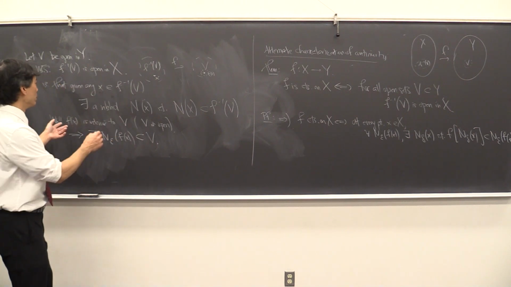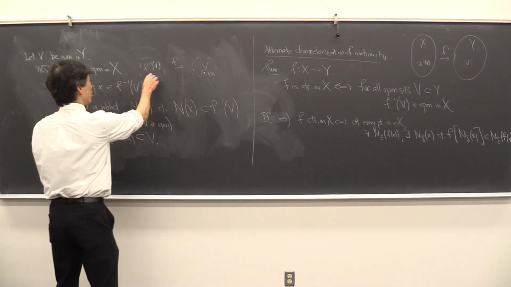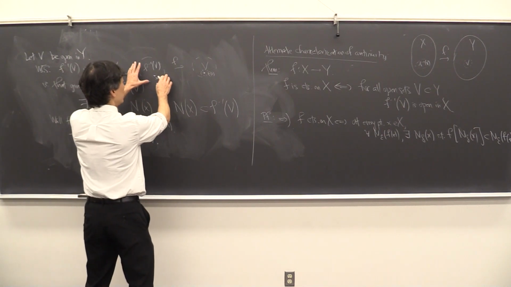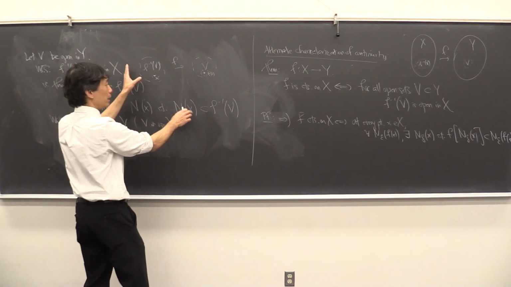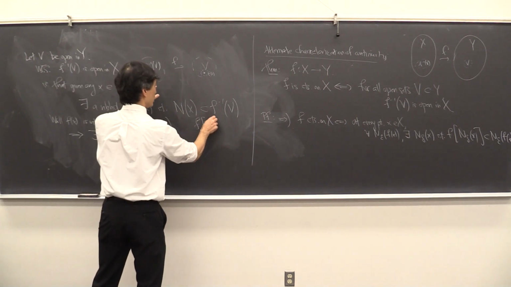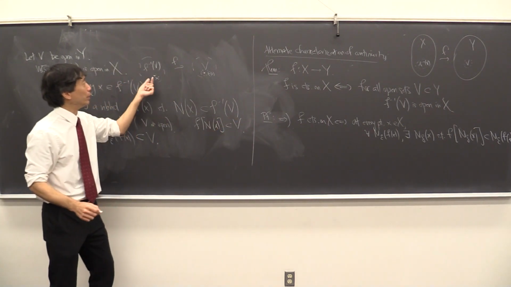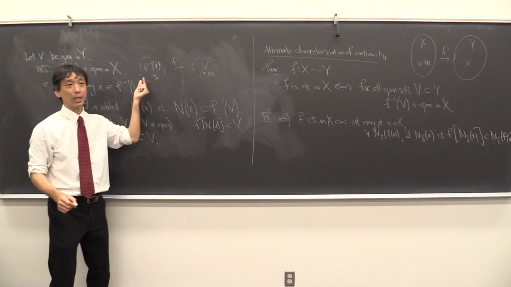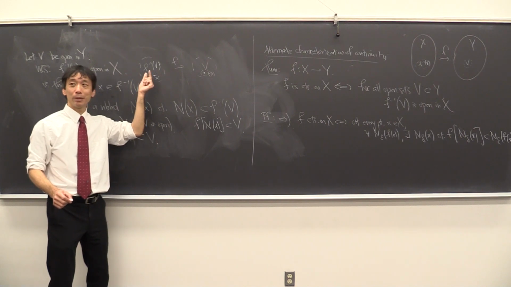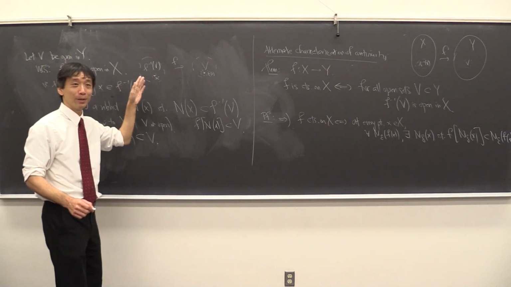Okay, so what do we want? What are we trying to get? We're trying to get a neighborhood around x so that that neighborhood is contained in the pre-image of V. That's the same thing as saying that f of the neighborhood of x is contained in V. Can you find a neighborhood around x whose image is contained in V? Yes, you can. Why?